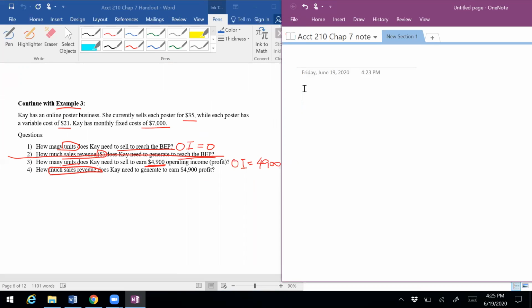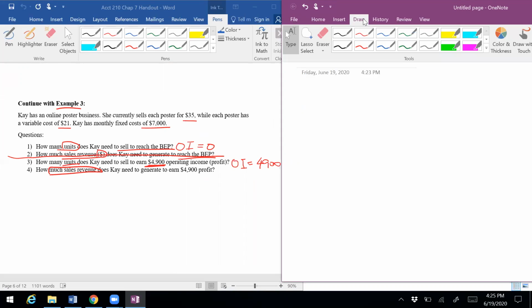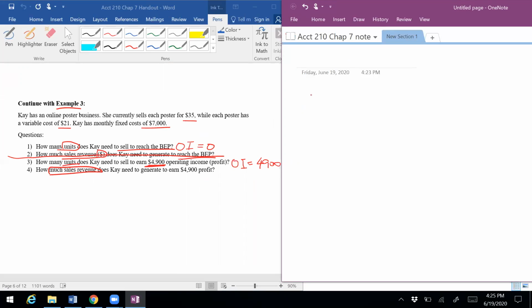But today I put my blank white notebook here, so we can do all these 4 questions together. The first one asks how many units you have to sell so that you can reach the break-even point. We said there are 3 different methods to do it. We go from the very basic method. So now I'm working on the first one, part 1.